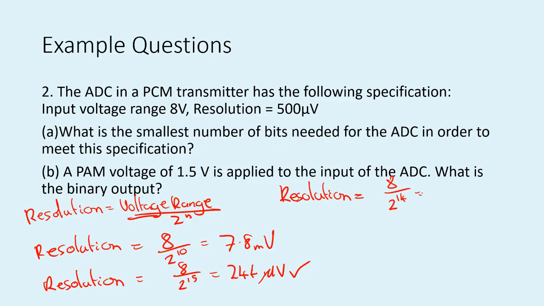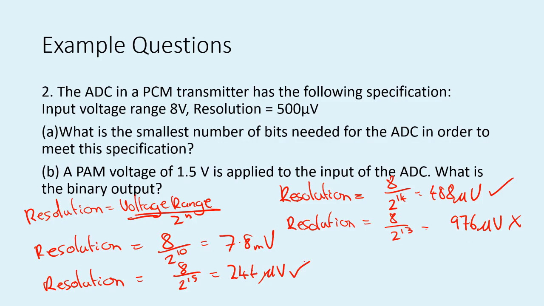So let's try 2 to the 14. That is 488 microvolts, which is still good. So let's improve that. Let's say 2 to the 13. That will be 976 microvolts, which just doesn't work.